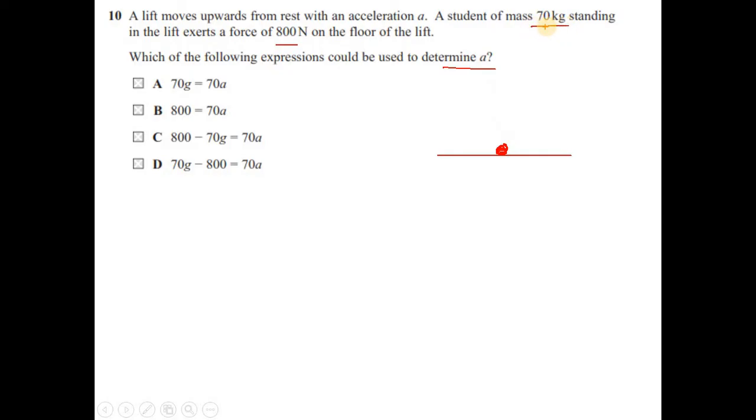So 70 kg is the mass, and due to this mass the boy has a weight acting down. But they are saying the boy is exerting a force of 800 Newton on the floor. So in addition to this weight, there is a contact force, that is the boy acting downward on the floor with 800 Newton. Then according to Newton's third law, the floor will exert an 800 Newton upward force, action and reaction force.